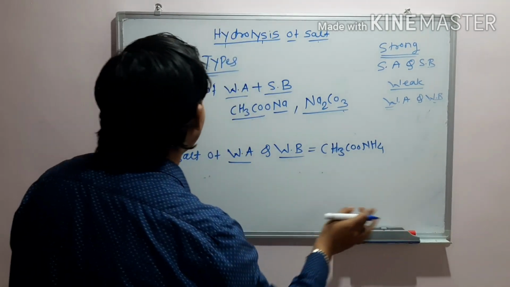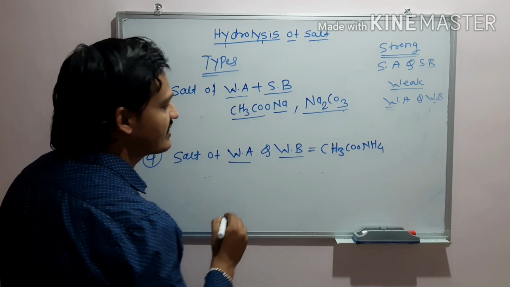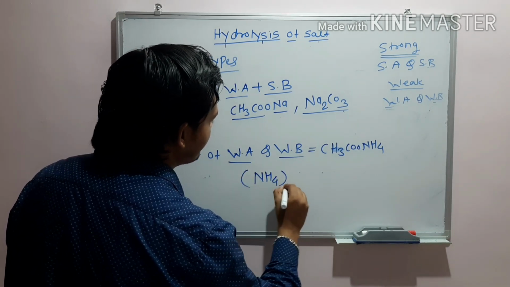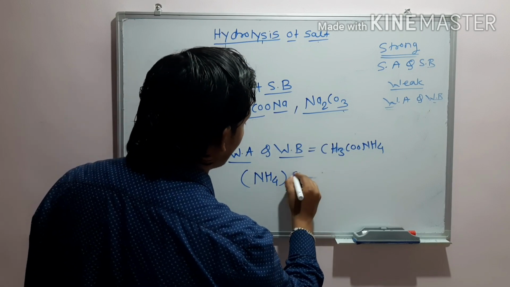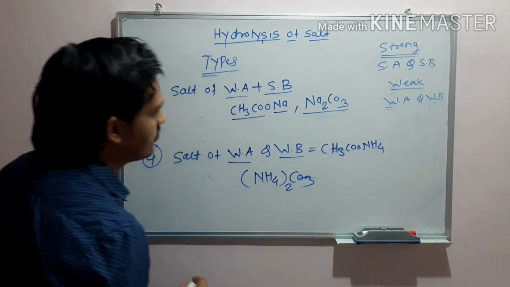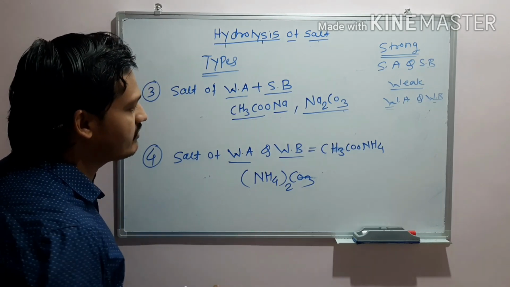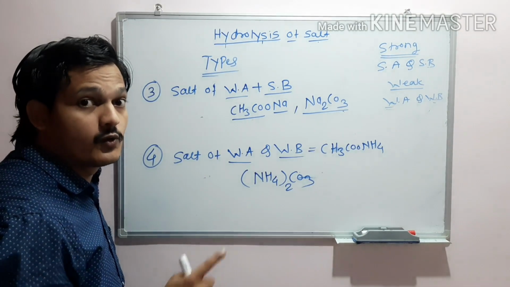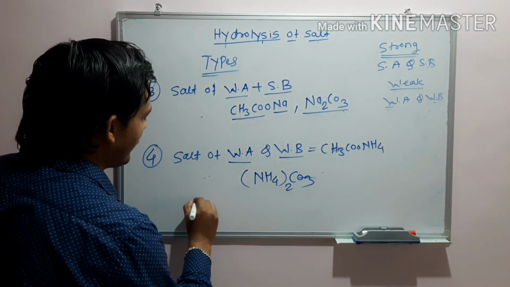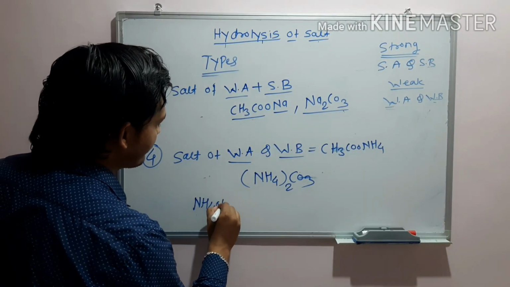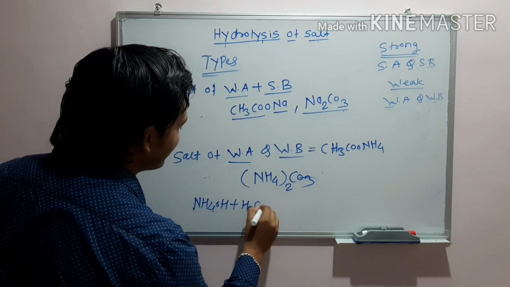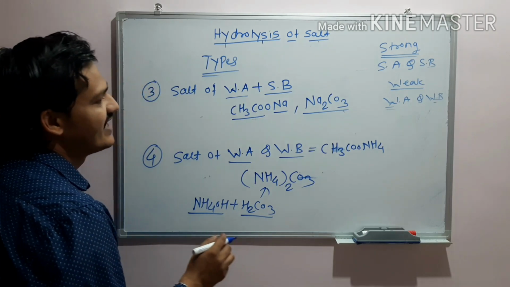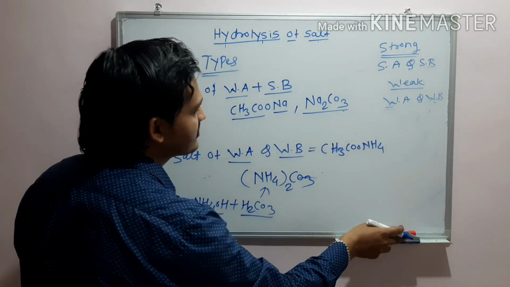Then our next example for weak acid and weak base consists of (NH4)2CO3, ammonium carbonate. So you directly tell me, NH4 comes from the weak base NH4OH and CO3 comes from the weak acid H2CO3. NH4OH and H2CO3, these are the weak base and weak acid. So that is our product. I am writing only two examples of each type.